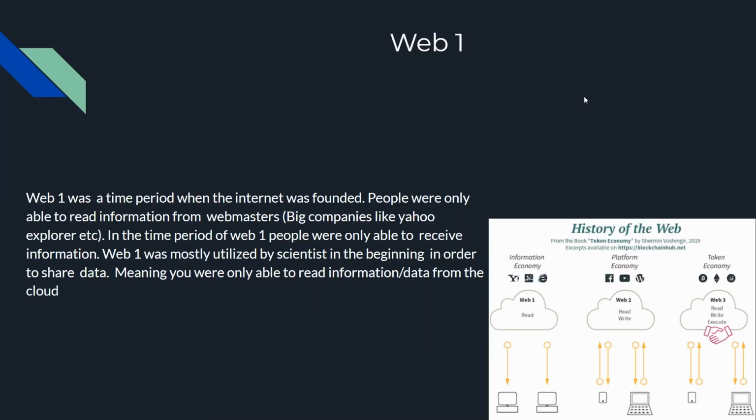is Web 1. Web 1 was a time period when the internet was founded. People were only able to read information from the webmaster, being companies like Yahoo, Explorer, or other big companies of the time. In the time period of Web 1, people were only able to receive information. You can infer from the picture over here, which shows the two arrows to the computer, meaning that you can only read information from the cloud. And the big companies would put information on the cloud and you were able to receive that information, but you couldn't interact with it like Web 2 and Web 3, which we'll talk about later on.